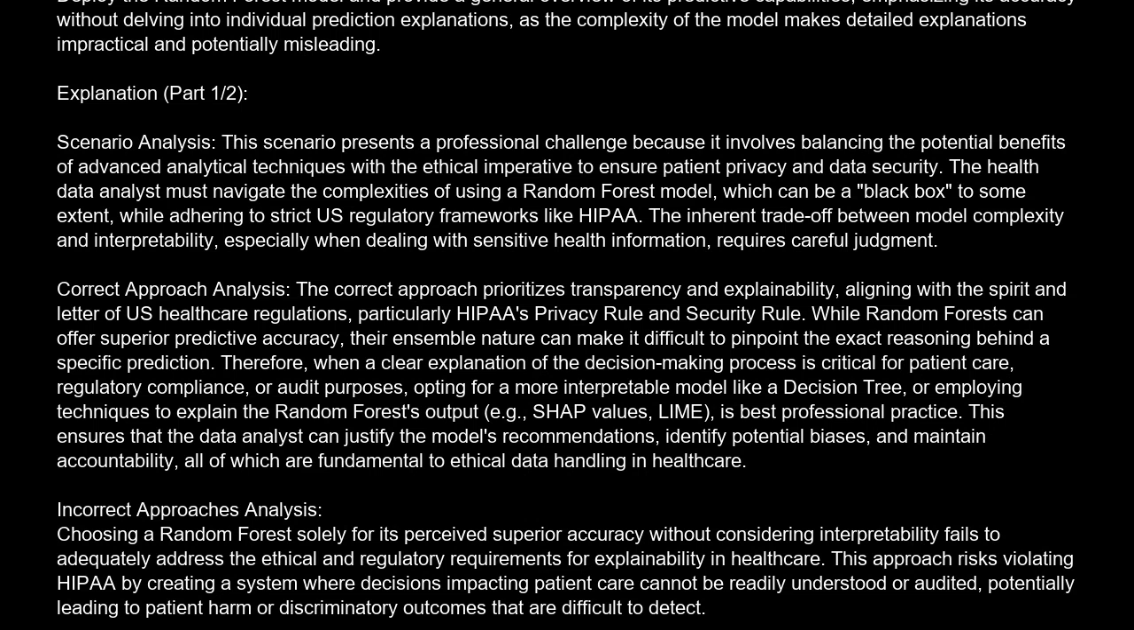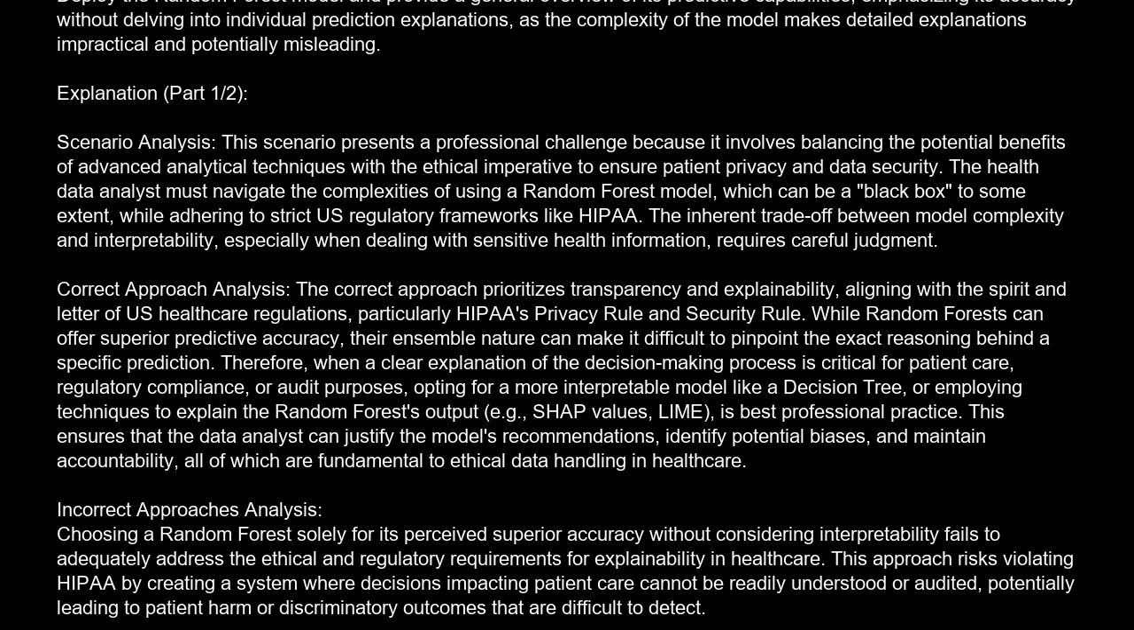The correct answer is C. Deploy the random forest model and provide a general overview of its predictive capabilities, emphasizing its accuracy without delving into individual prediction explanations, as the complexity of the model makes detailed explanations impractical and potentially misleading.